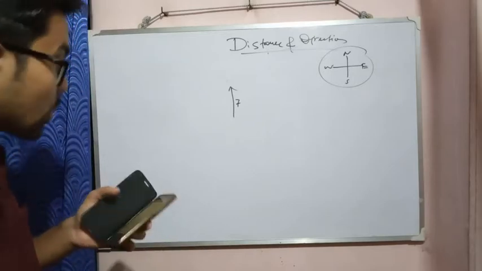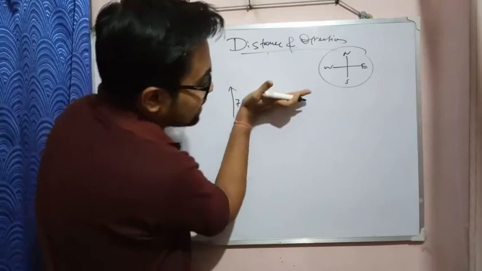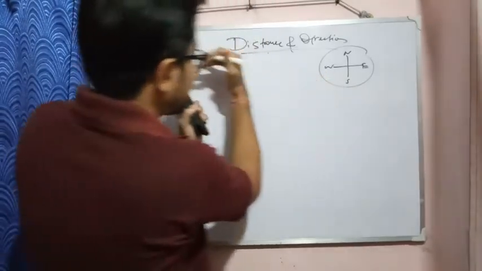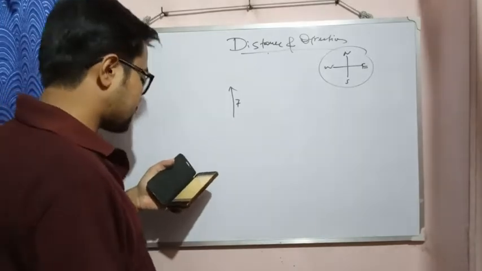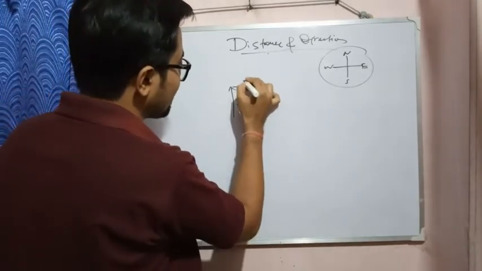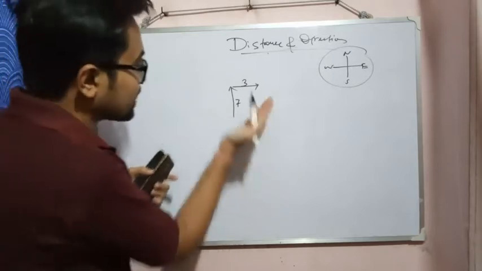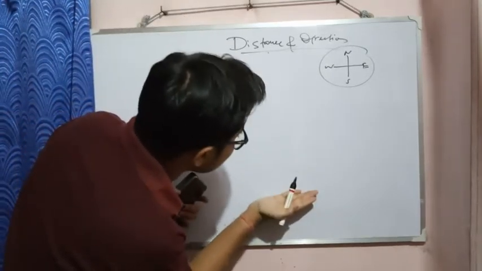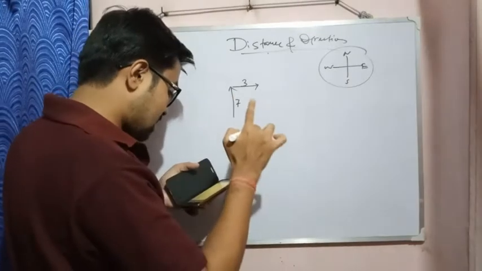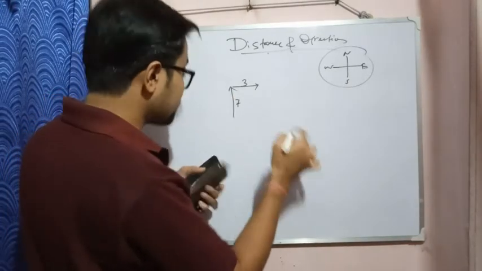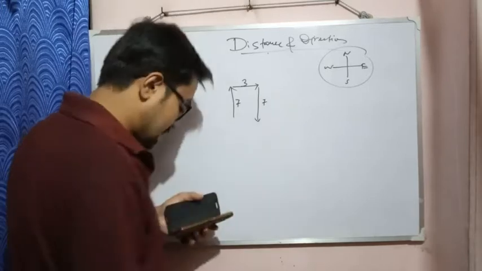Then he turned to his right. That means traveling in north, right direction means towards east, left means towards west. Is it clear? Then he turns to his right and walks 3 kilometers. He again turned to his right. East right, that means south direction. East left, that means north direction. Is it clear? He again turns right and moves 7 kilometers. Clear?